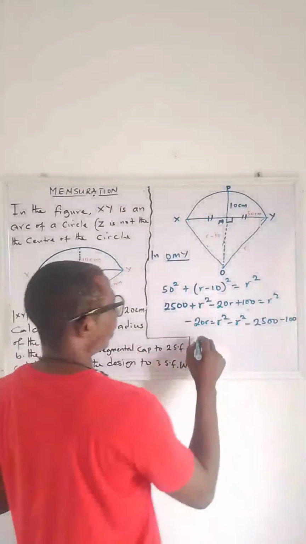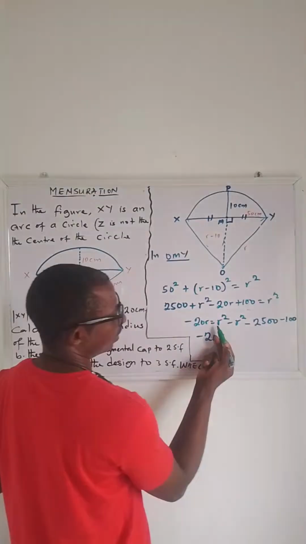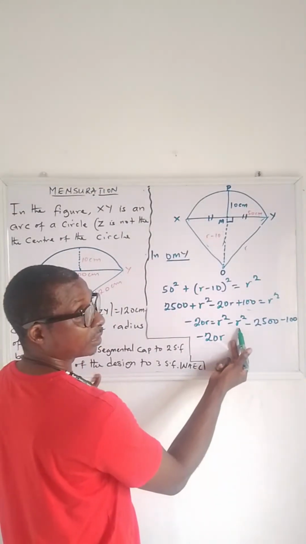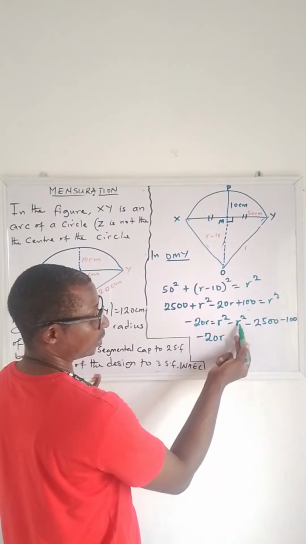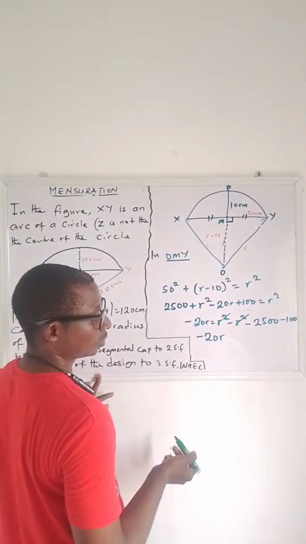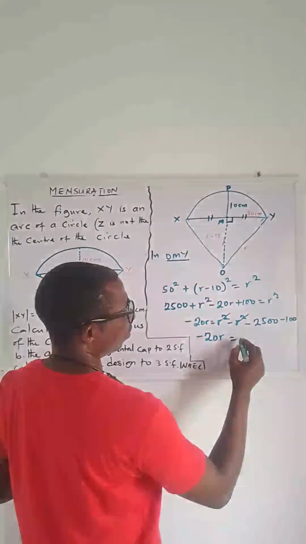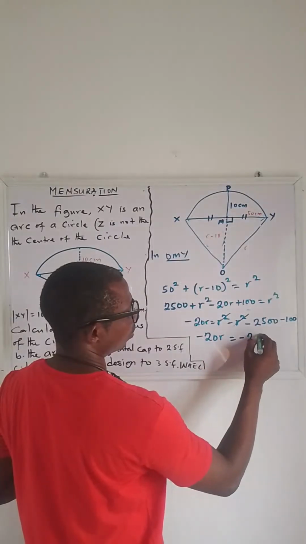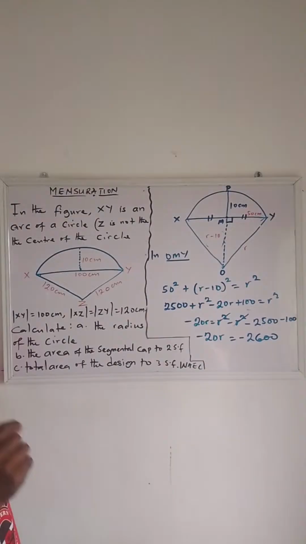So I have negative 20R. Now this negative R squared minus negative R squared, sorry, that R squared minus negative R squared gives you 0. This cancels out. So now this and this gives you what? Equals negative 2,600. So negative 2,500 minus 100 gives you negative 2,600.